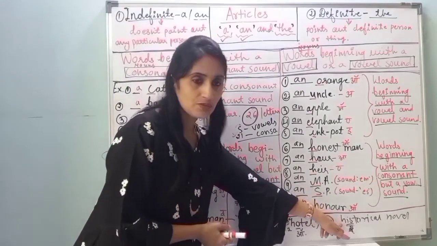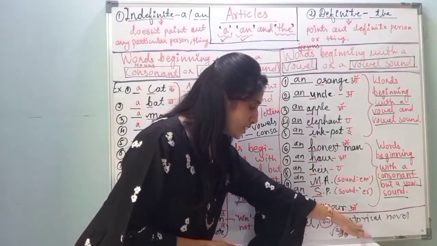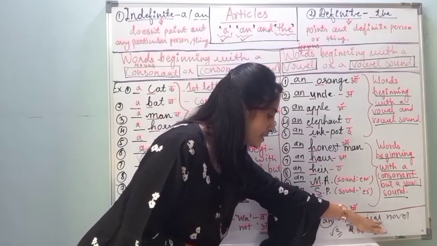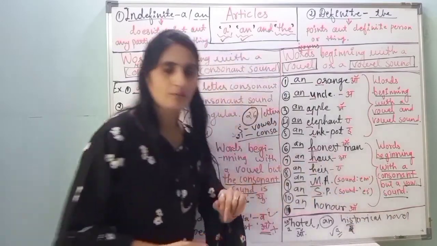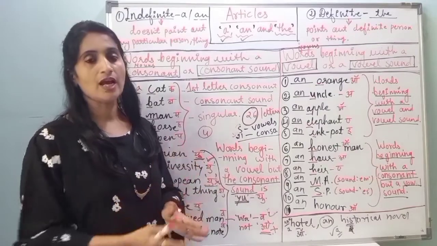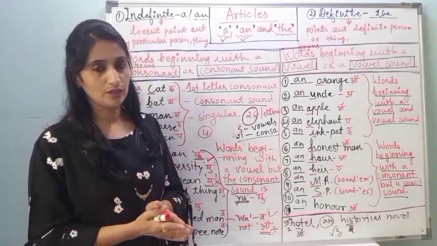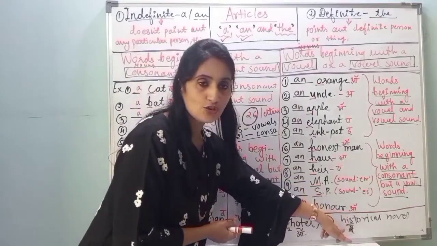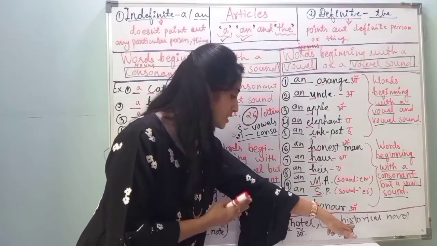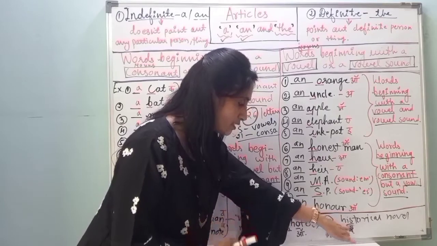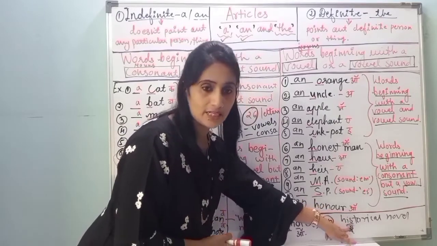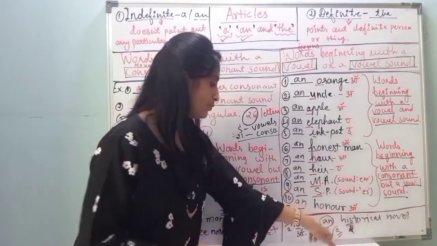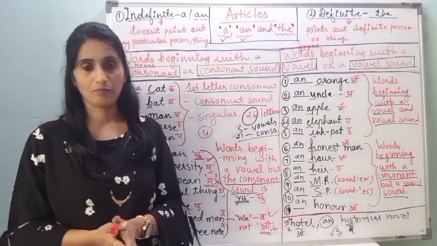Same is the case with this word H-I-S-T-O-R-I-C-A-L, novel. We pronounce this word as historical novel. How do they say? They say istorical novel. Means again the stress, the accent is on the second syllable, and so they make use of the article an.